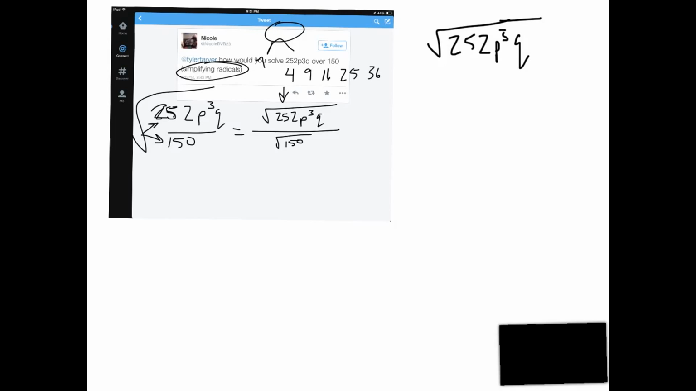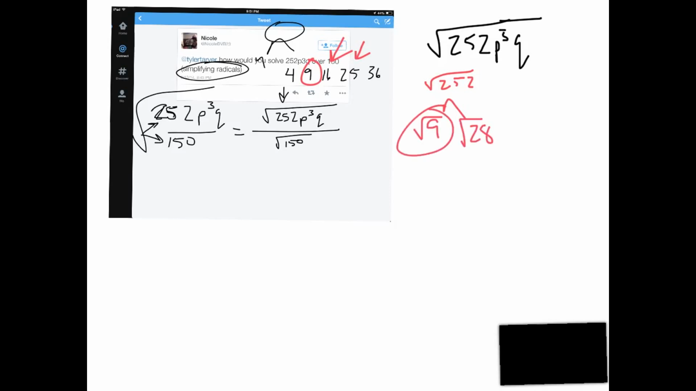Okay, so here we go. Now, we know that 25 didn't work. I didn't want to do 16 or 36. So let's try 9. 9 looks nice. 252 divided by 9 is 28. So it does work. Essentially I'm going to take that radical 252 and split it up into radical 9 and then radical 28.